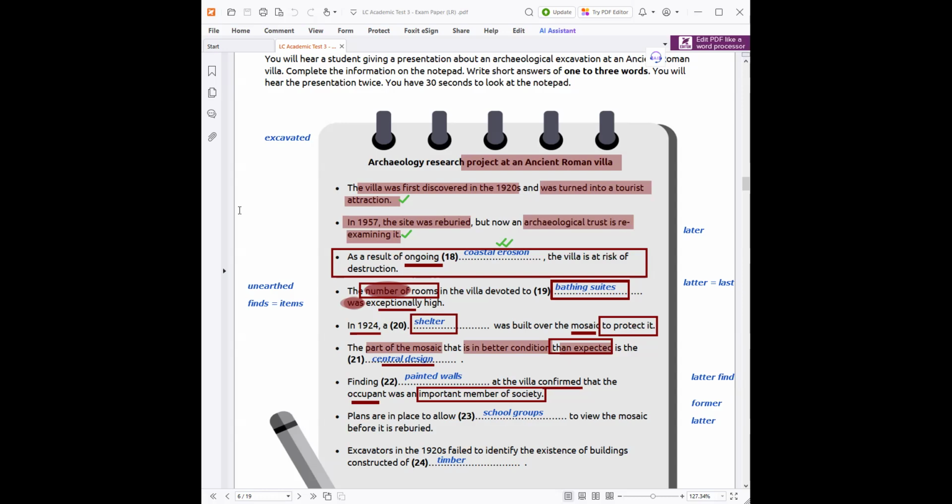Keep these words in mind. This will be important. The word latter is different from later. Later means afterwards. Latter means the second thing or the last thing. Here it would mean the last thing. Right, latter.